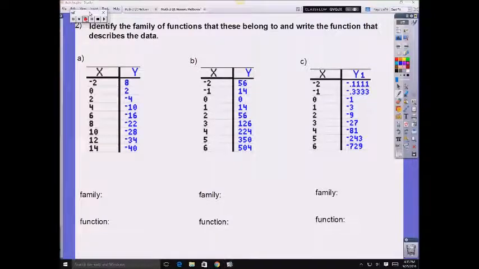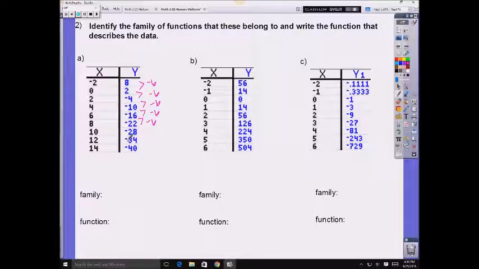Next, figure out which family it comes from and give me the function. I wonder. Okay. So let's figure out how it's changing. This guy right here, from 8 to 2, that was a decrease. That went down 6. From 2 to -4, that went down 6. -4 to -10. Okay. This one's going to be linear.